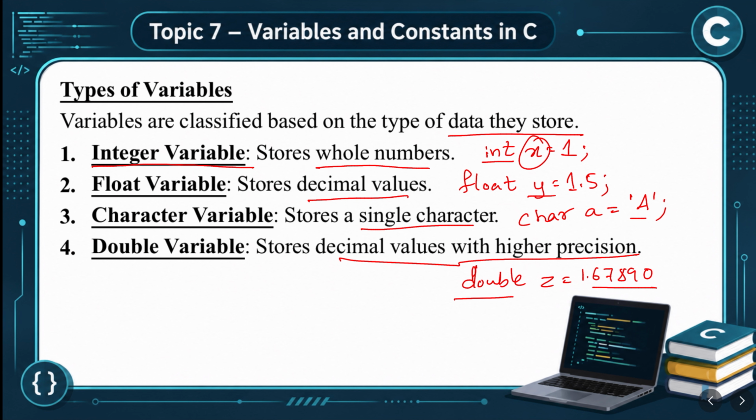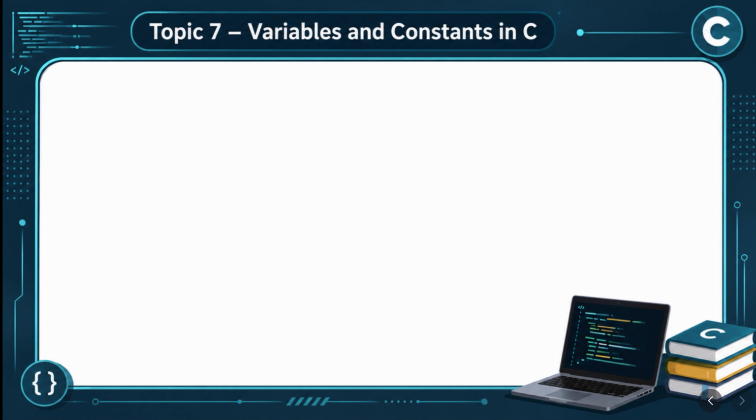Okay, so z is a double variable, a is a character variable, y is the float variable, x is the integer variable. These are the different types of variables we have.